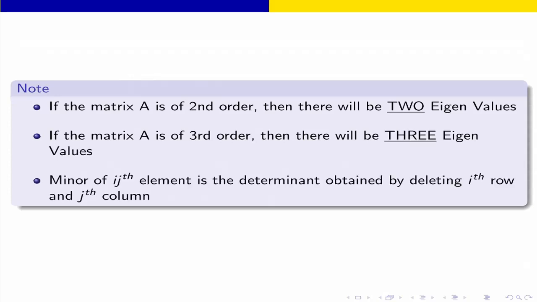The minor of the i comma jth element is the determinant obtained by deleting the ith row and jth column.